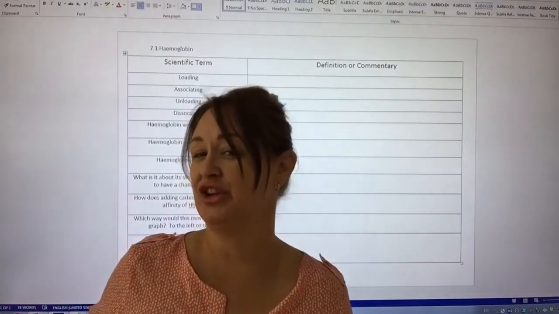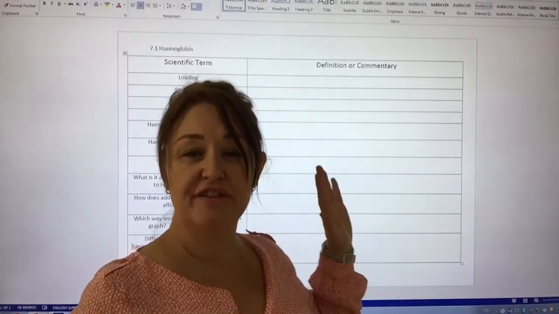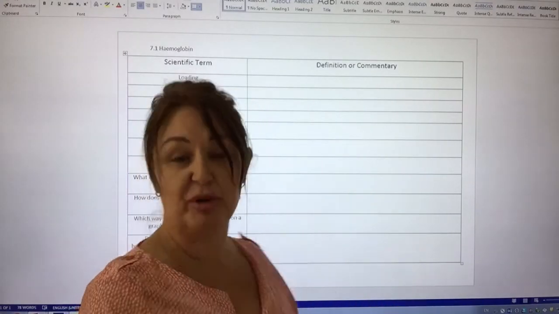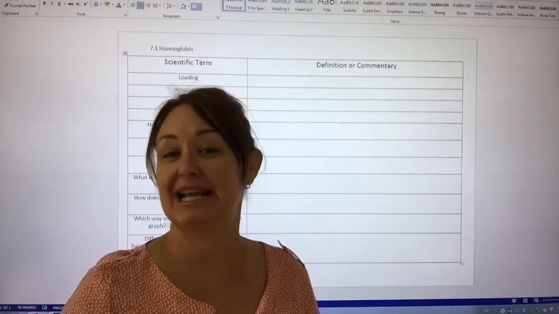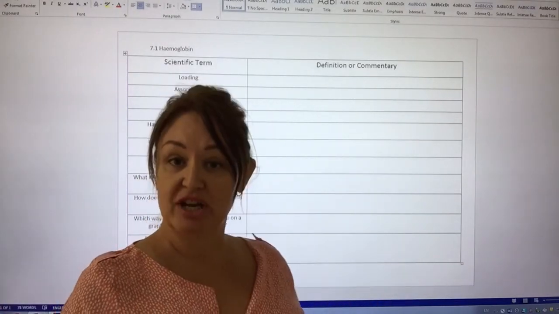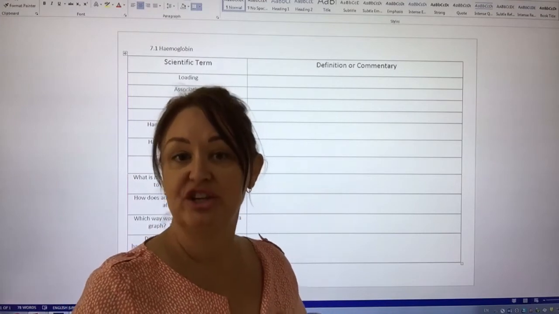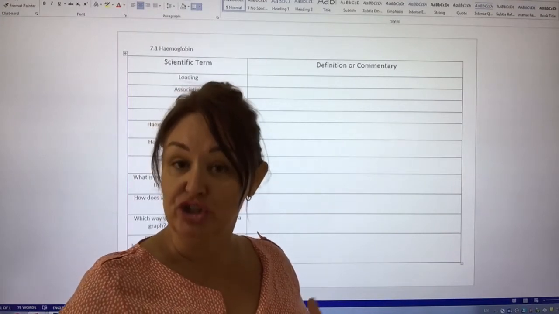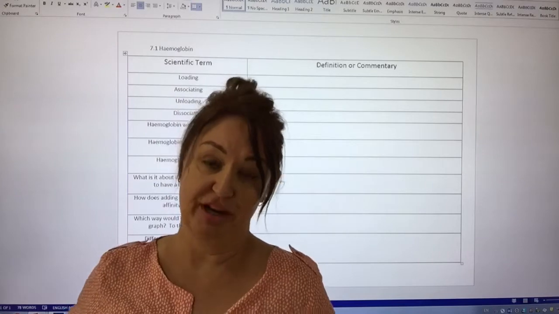So if we were looking at this on a curve, it would move the curve to the right if partial pressure was along the bottom, and we'll look at this in a moment and explain it in a little bit more detail, but this is just basically it in a nutshell. Increased carbon dioxide moves the curve to the right because it reduces the affinity of hemoglobin for oxygen.